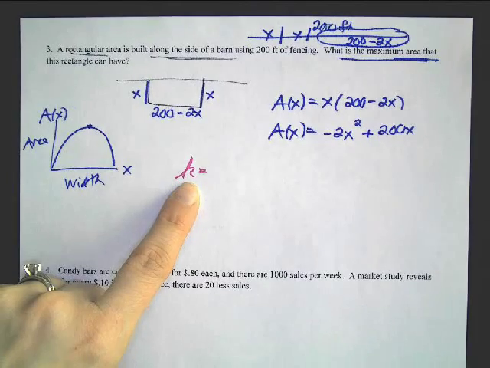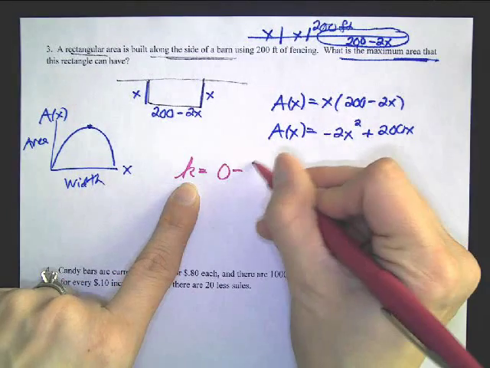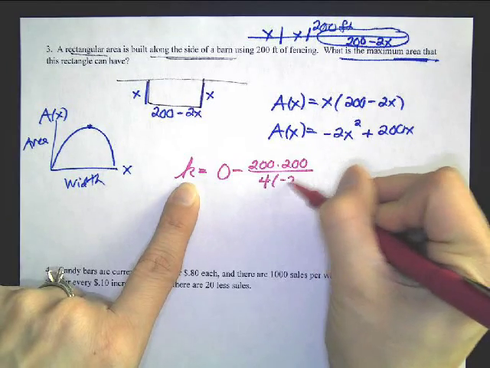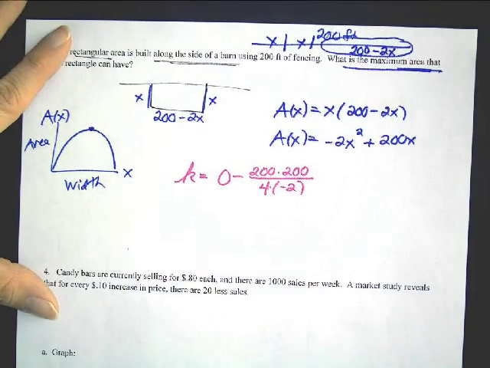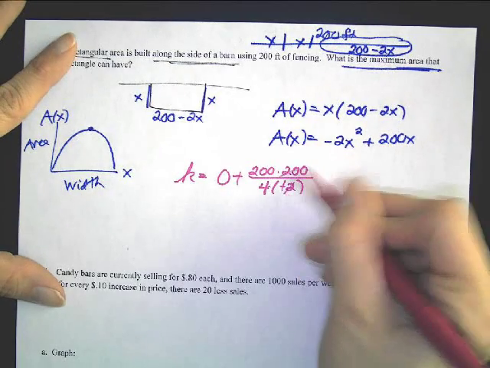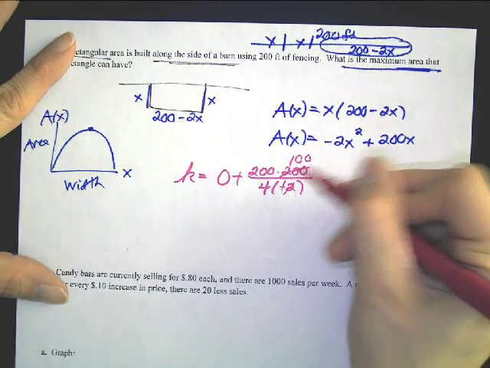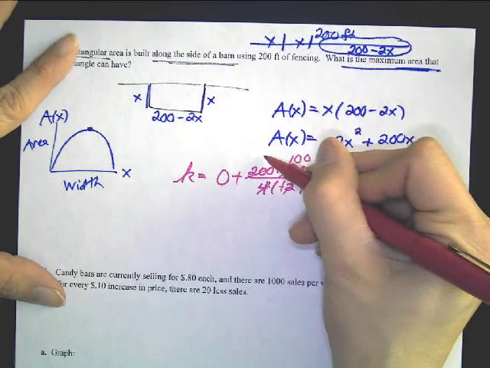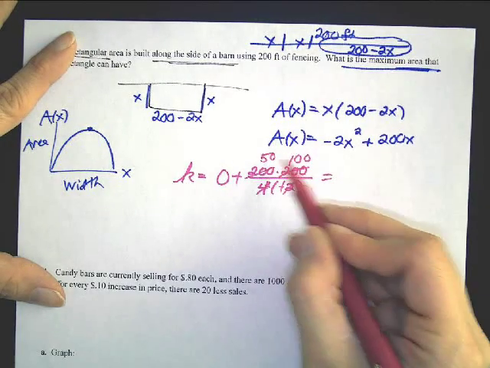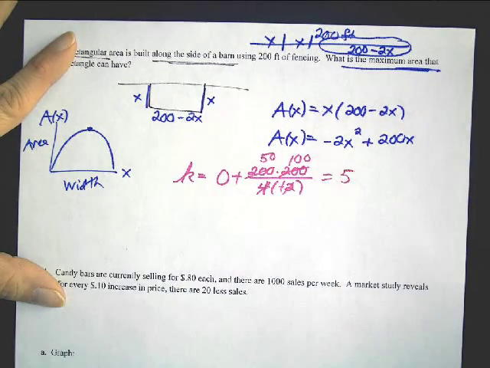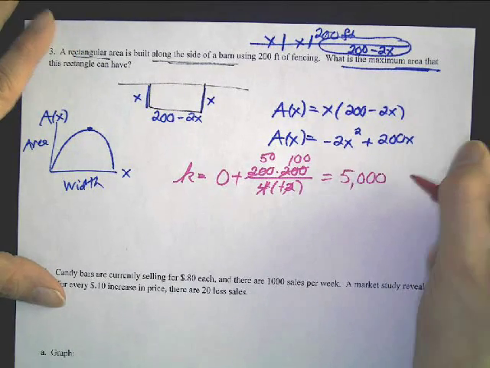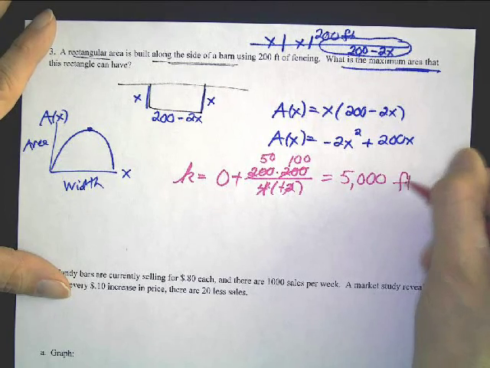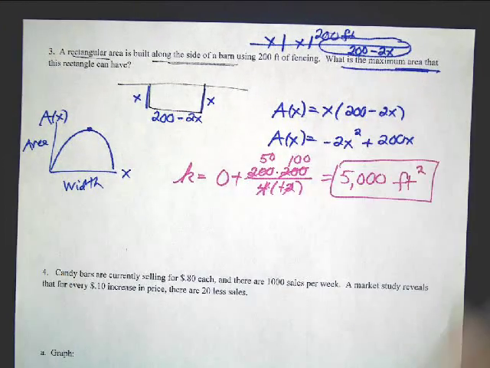Give me a C. 0 minus B squared. 200, 200, all over 4, negative 2. Don't multiply those big numbers. Let's cancel the negatives. Let's make a 100 here, and let's leave 100. 4 goes into 20, 50 times. All right, I've got 5 times 1 with how many more zeros? 3 more zeros. How about some units? Feet squared. Okay, maximum area.